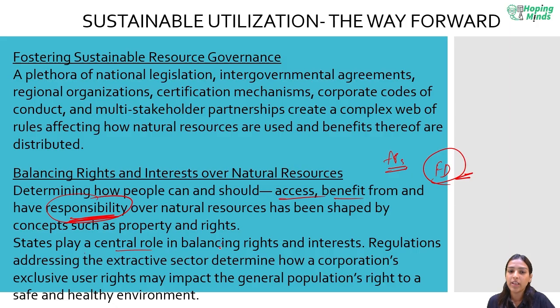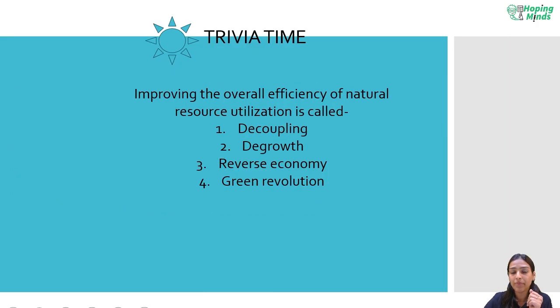States play a central role in balancing the rights and interests. We studied this in governance again. The states will have a central role in balancing these rights and interests, in impacting the general population's right to stay safe in a healthy environment. A question: improving the overall efficiency of natural resource utilization is called what? I'll give you the answer when I finish this topic. Till then, think about it.